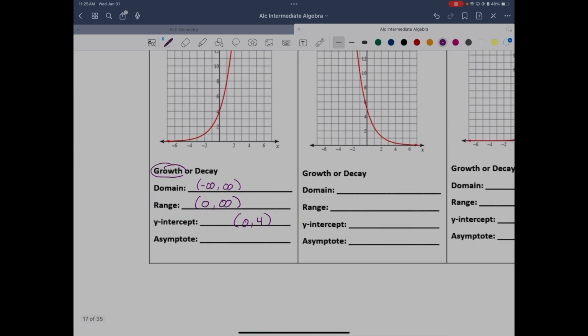The last one, your asymptote line. The asymptote line is the line that it never touches. This is always going to be a y equals. And in this case, today, it's always going to be y equals 0.